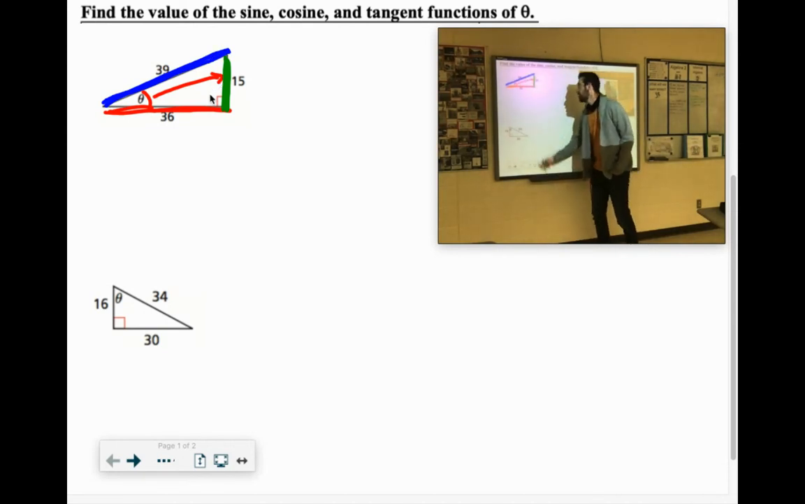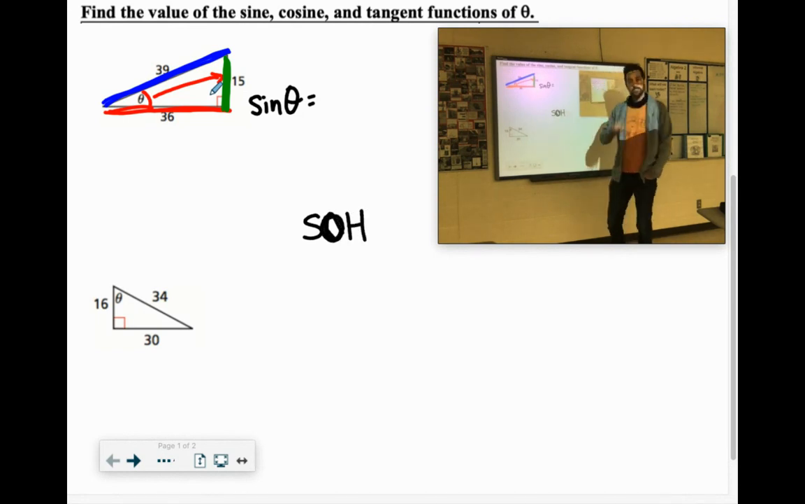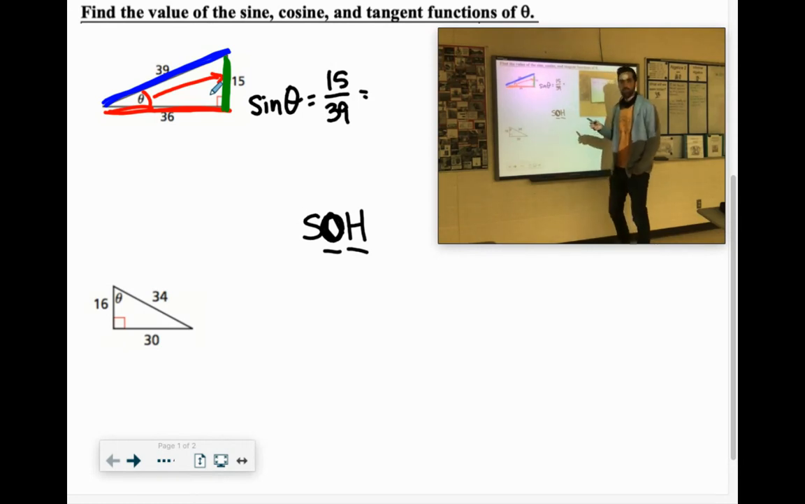So the sine of theta, sine was S-O-H in the SOHCAHTOA. So the sine equals the opposite side over the hypotenuse. So the opposite side was 15. The hypotenuse is 39. And then you just see if you can reduce that. 3 goes into both of those. 3 goes into 15 5 times, and 39 13 times. So that would be your final answer for the sine.